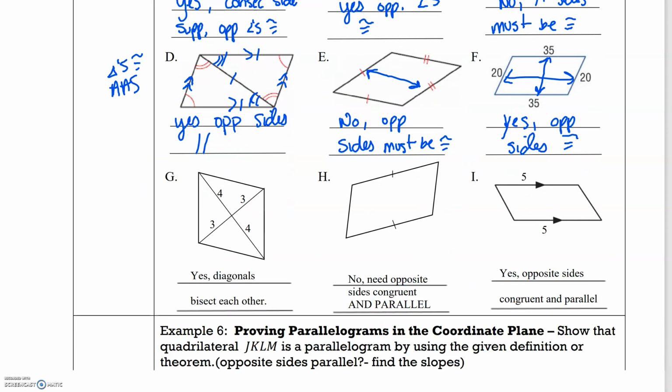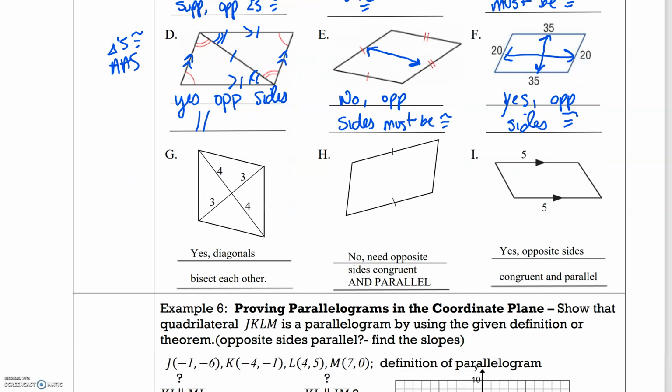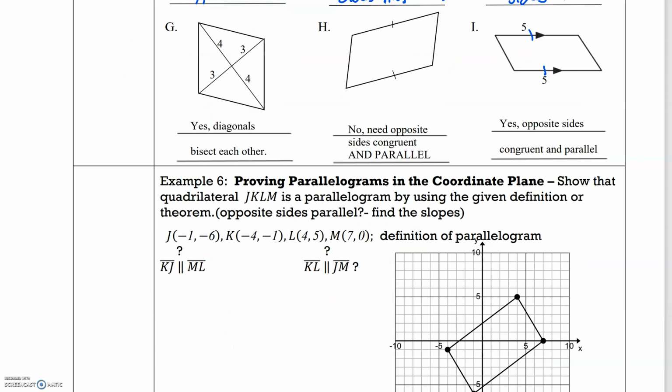All right, so these last 3 are done for you. Yes, diagonals bisect each other. No, we need to know that they are parallel and congruent. We just know that they're congruent. And then here, yes, 5 and 5 means they are congruent to each other, and those arrows mean they're parallel. So there's our one pair of opposite sides, parallel and congruent.